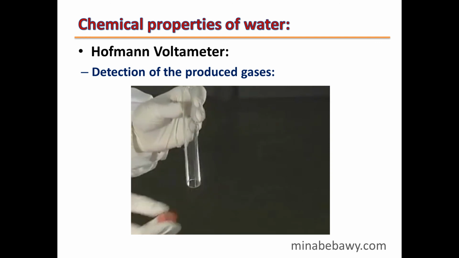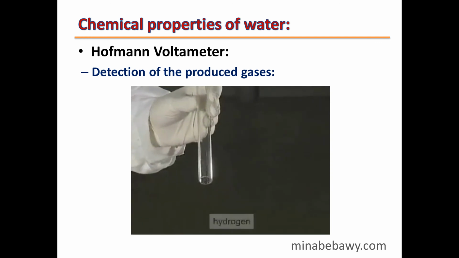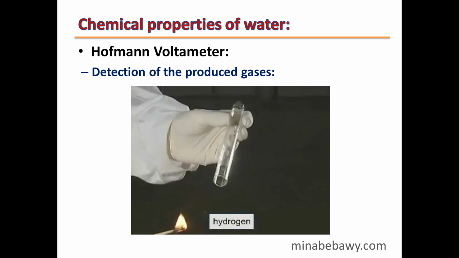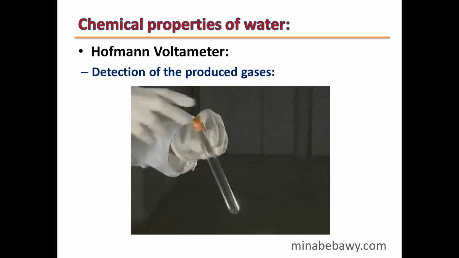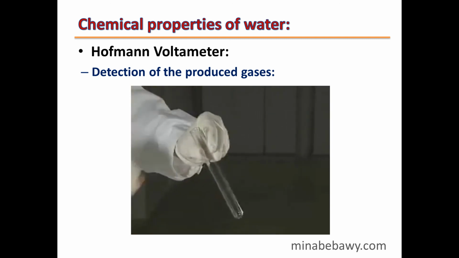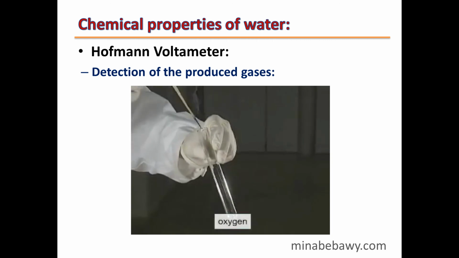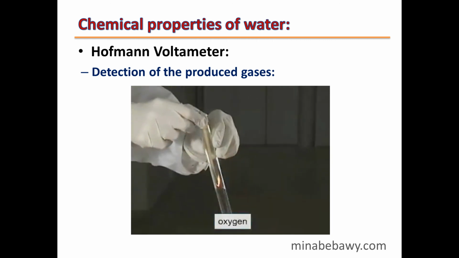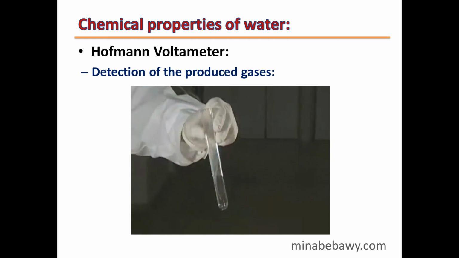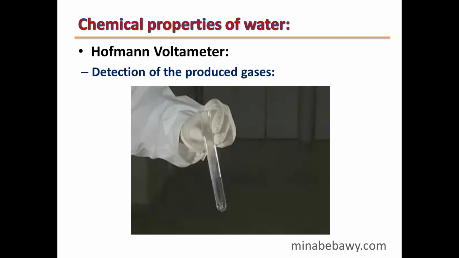As you can see from this video, by approaching a burning match to it, it will burn with a pop sound, so it is hydrogen gas. By putting a flame in it, it will glow more. The gas which helps in burning is oxygen. So the gas which is evolved at the anode is oxygen, while the gas which evolves at the cathode is hydrogen.